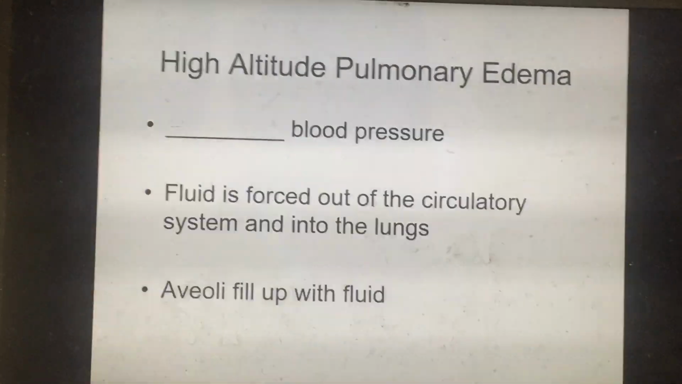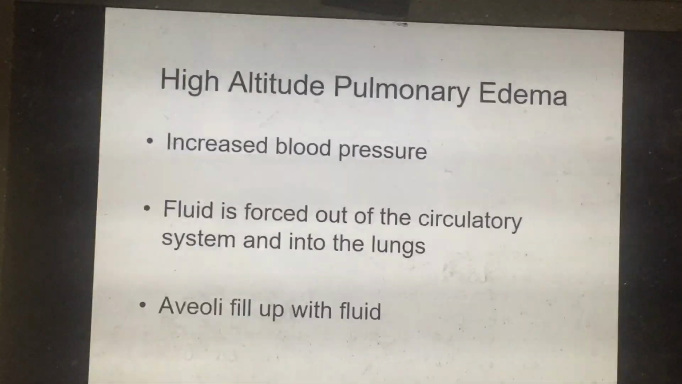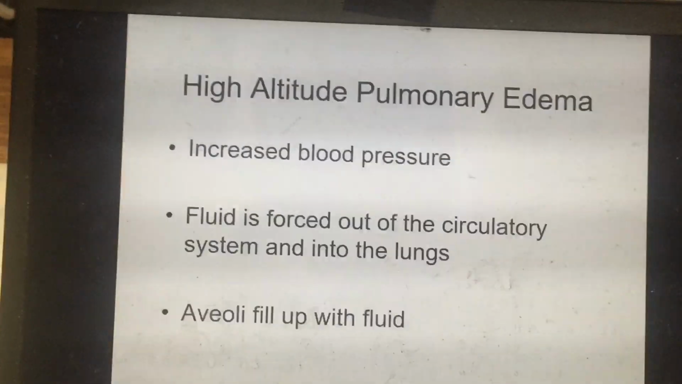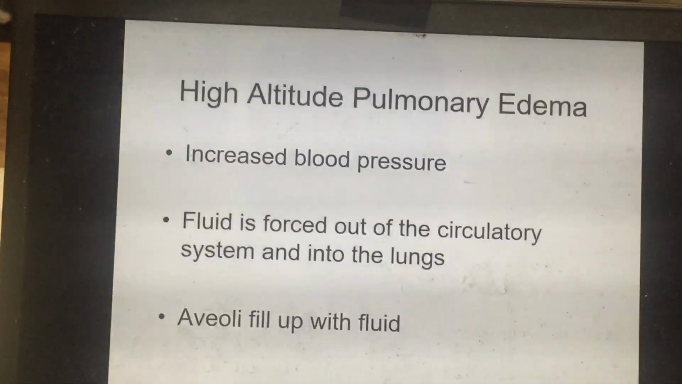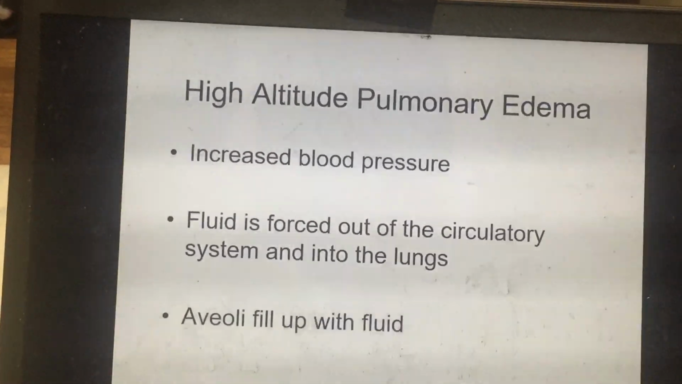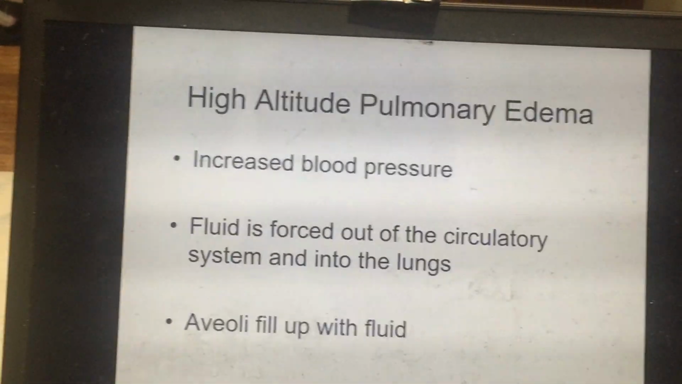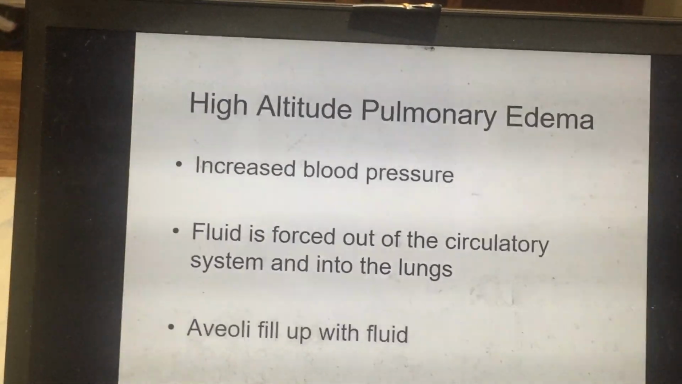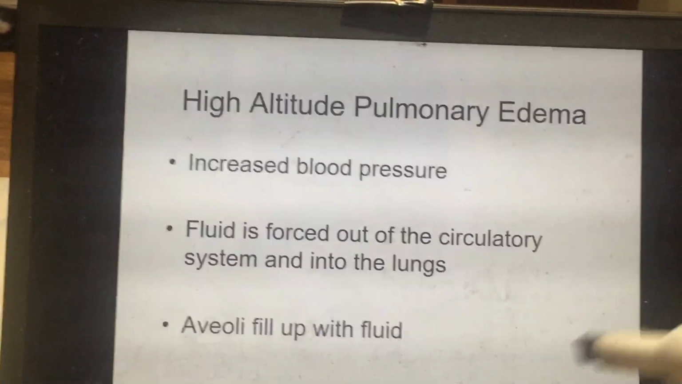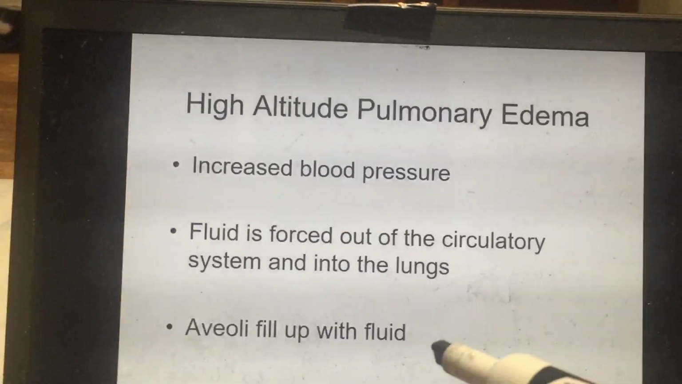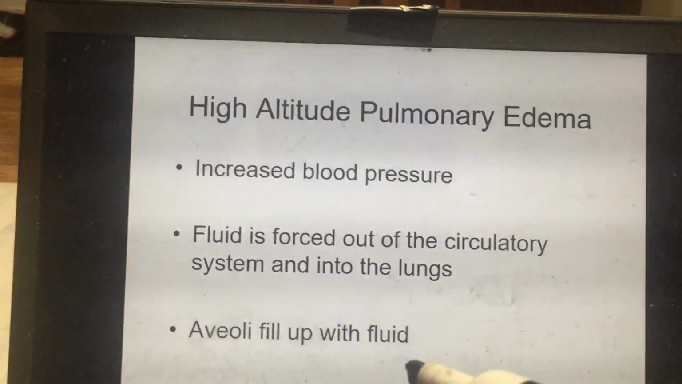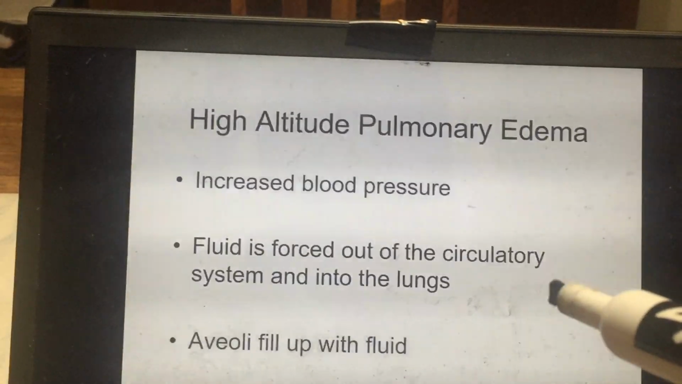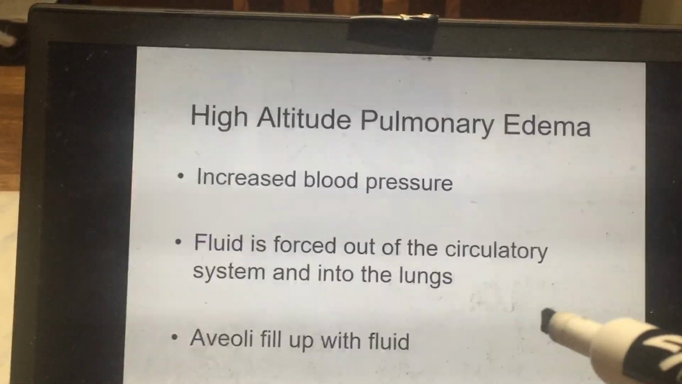This increase in blood pressure can have a potentially fatal effect called high altitude pulmonary edema. With an increase in blood pressure, you could get fluid forced out of the circulatory system and into the lungs. This will result in your alveoli filling up with fluid, and essentially it would be similar to drowning. So this could be a fatal consequence of going to a high altitude too quickly.